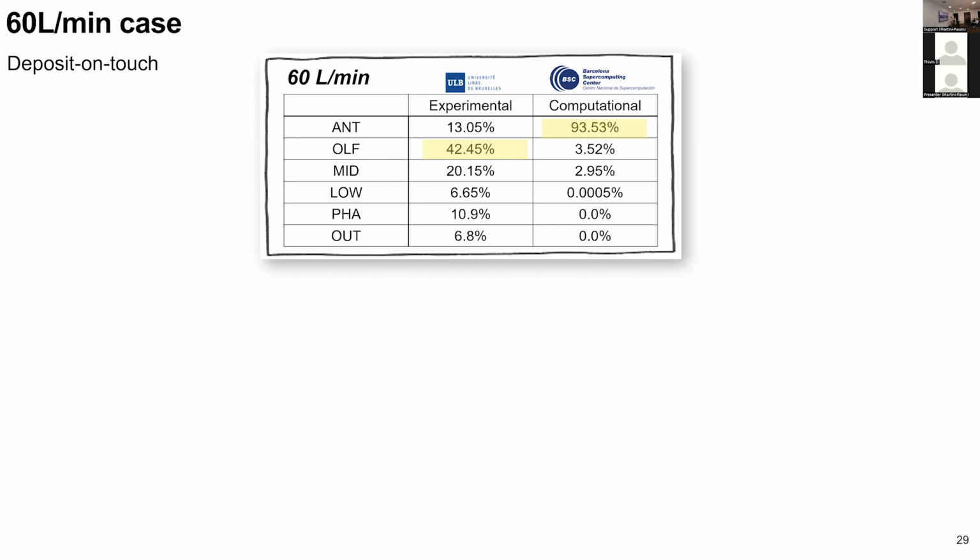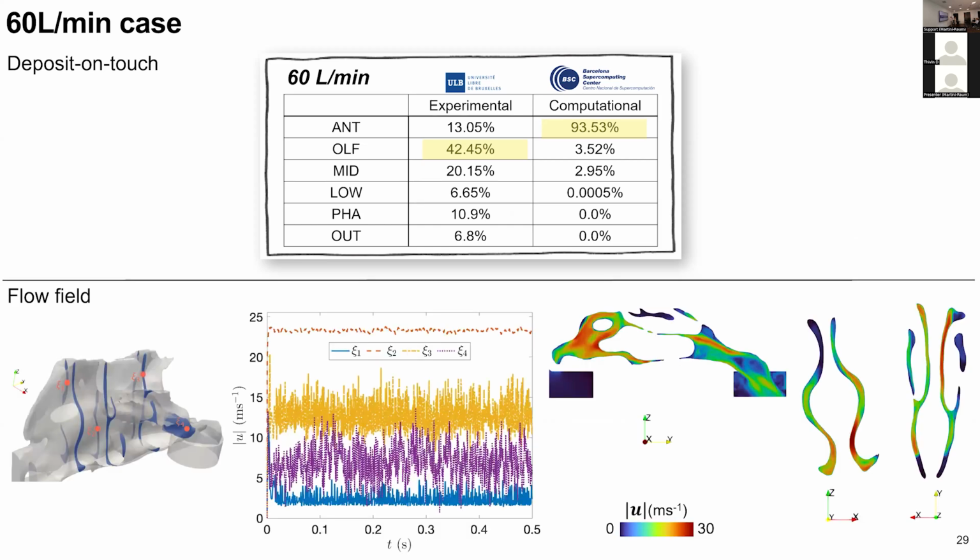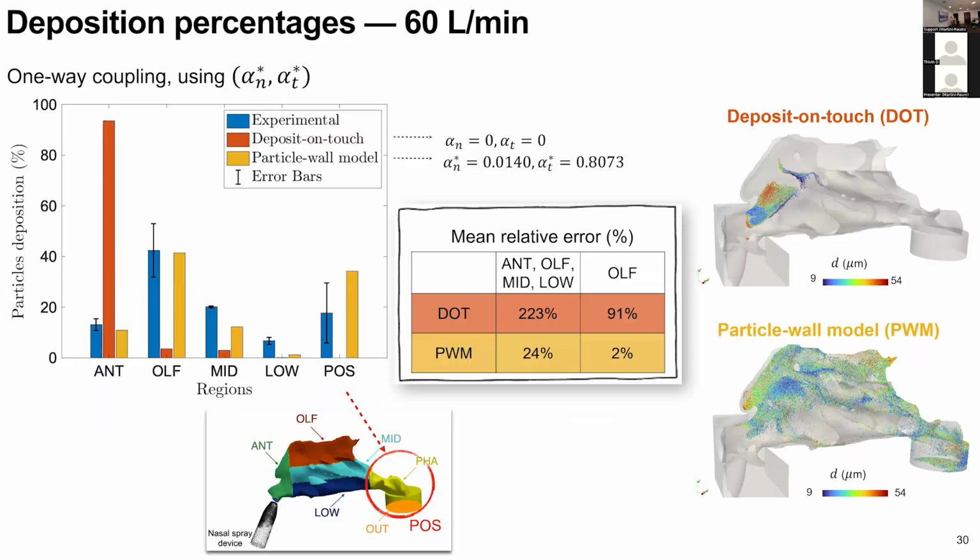So then we proceeded in the same way, now computing the flow field. In this case, there's a higher flow rate, so this solution is oscillatory all over the geometry. And so in this case, what we did is run a one-way coupling simulation of fluid flow and particle transport using the coefficients alpha N and alpha T star that we previously found. Using these coefficients, that's what we obtain.